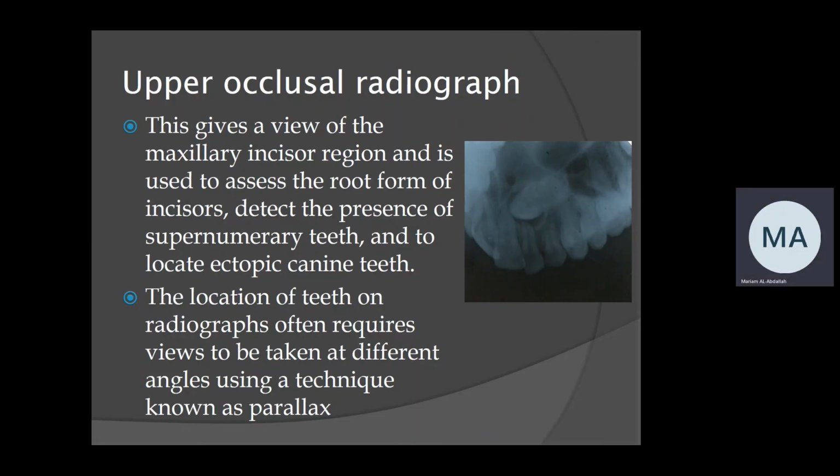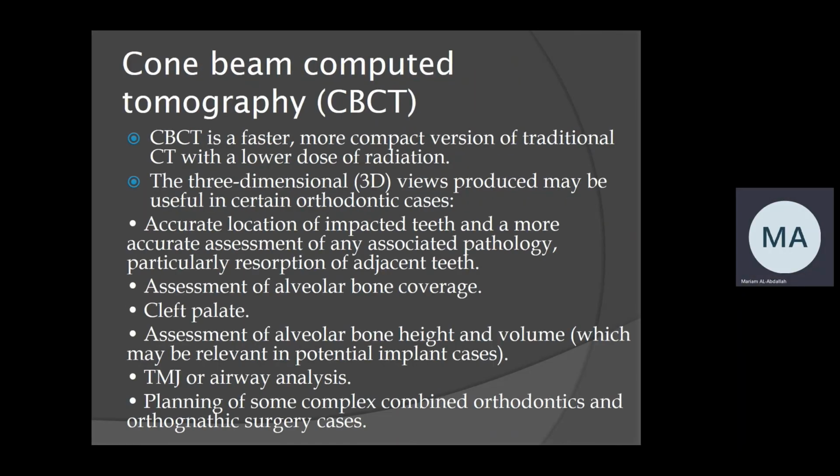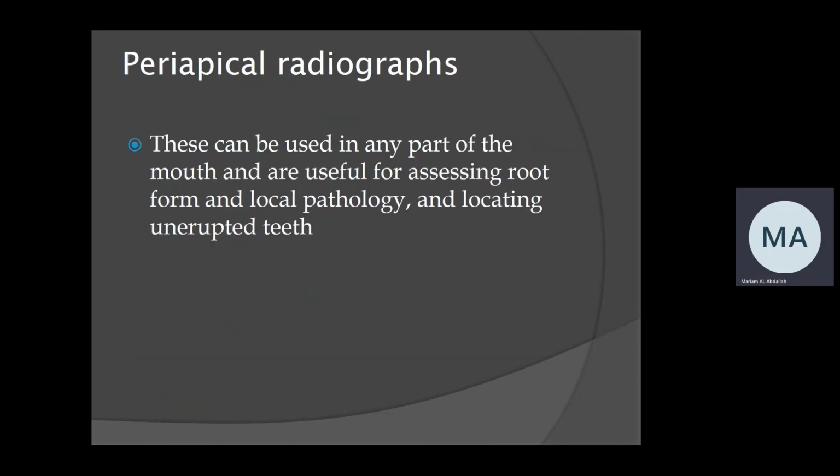The upper occlusal is usually taken to check for the upper labial segment, the position of impacted teeth, or root condition, etc. Periapicals are taken in order to aid the clinical examination for small areas. For example, if a patient had a trauma, then we can assess the root position, length, and condition before any active treatment is carried out.